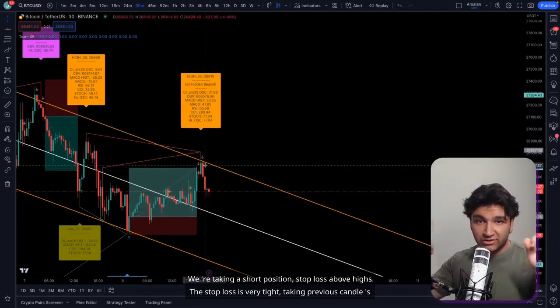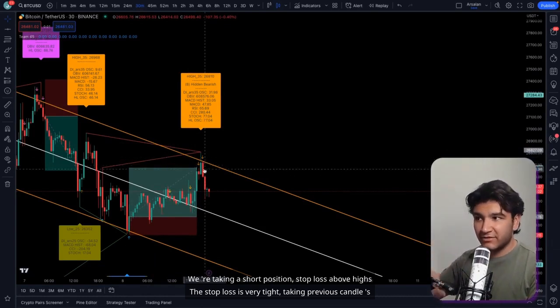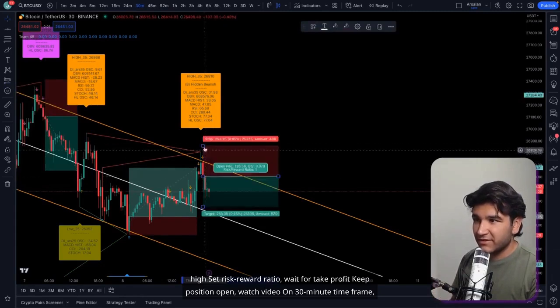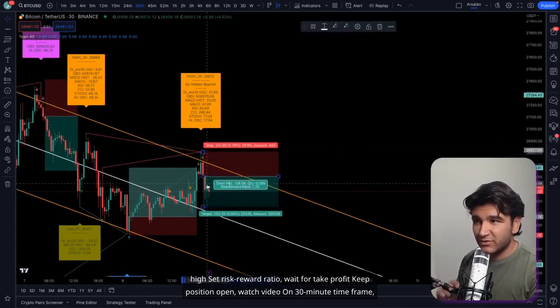We're taking a short position, stop loss above highs. The stop loss is very tight, taking the previous candle's high. Set the risk-reward ratio and wait for take profit. Keep the position open and watch the video. On the 30-minute time frame, we'll share results.